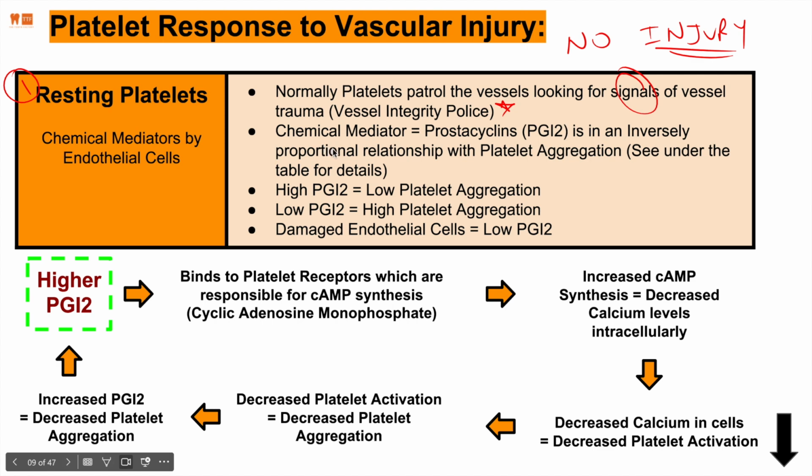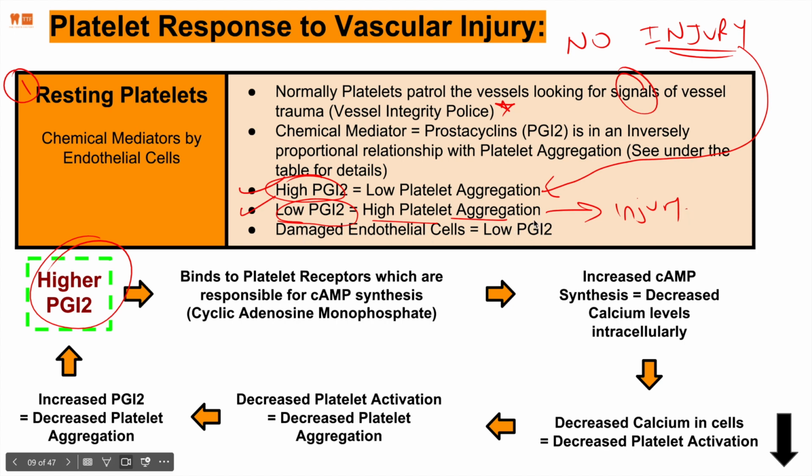Okay, chemical mediators. Prostacyclin, PGI2, has an inversely proportional relationship with platelet aggregation. See the table under for details. Basically, what inversely proportional means is a high prostacyclin level means low platelet aggregation. Fair enough. Whenever there is no injury, of course, there will be a low platelet aggregation. We don't need a clot without an injury. Therefore, in a normal vessel, prostacyclin will always be high, just like here. So far, so good. As soon as the prostacyclin drops in number, there is a high platelet aggregation. This happens in injury.